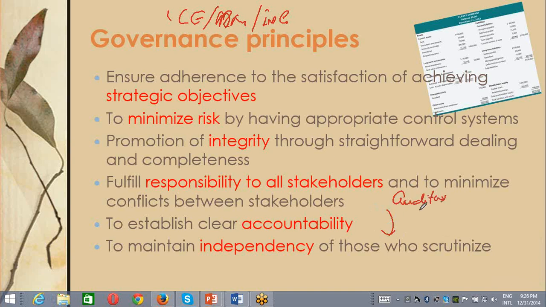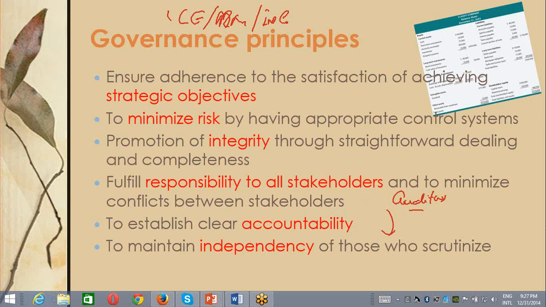Auditors must be kept independent enough. This was one problem that corporate governance had, because the auditors somewhat became non-independent. How? Who is appointing the auditors in a company? The management? No, the shareholders appoint the auditors.